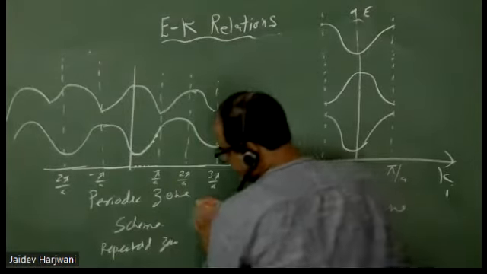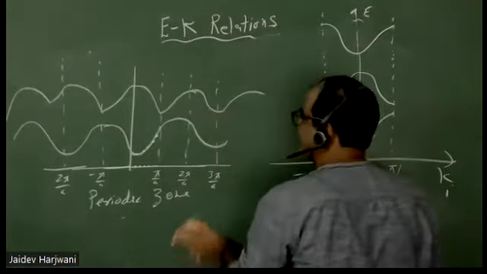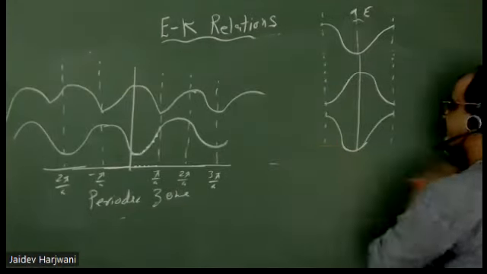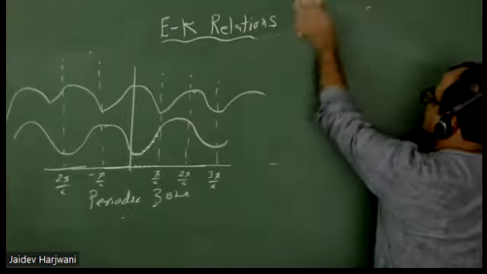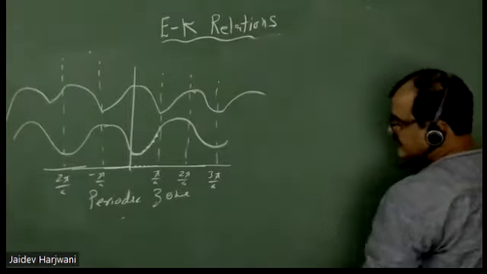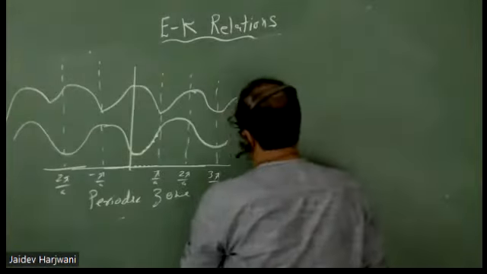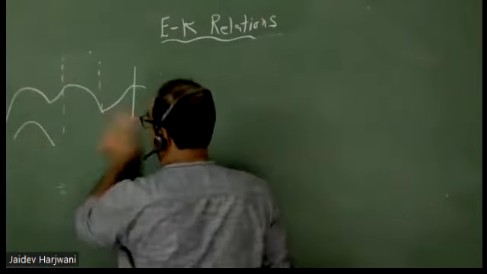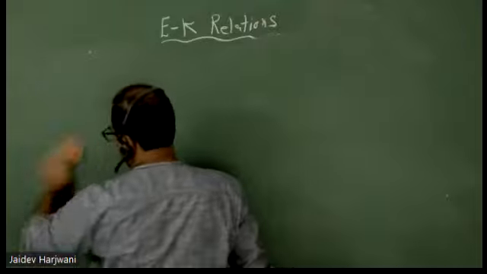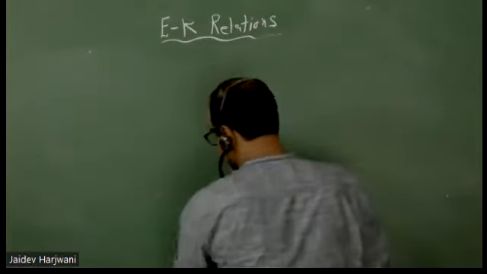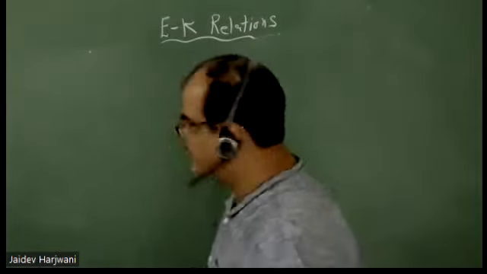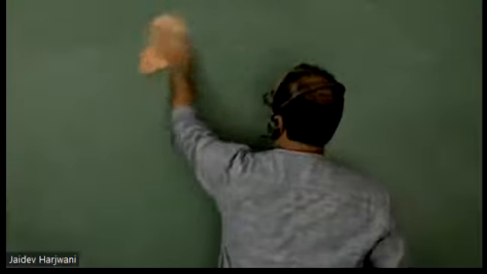Now from your exam point of view, the questions which come from band theory are mainly based on effective mass and E-k dispersion relations. So let us solve some problems today. First let me discuss what effective mass is, and we will solve some problems from your exams. So put the heading now: effective mass.